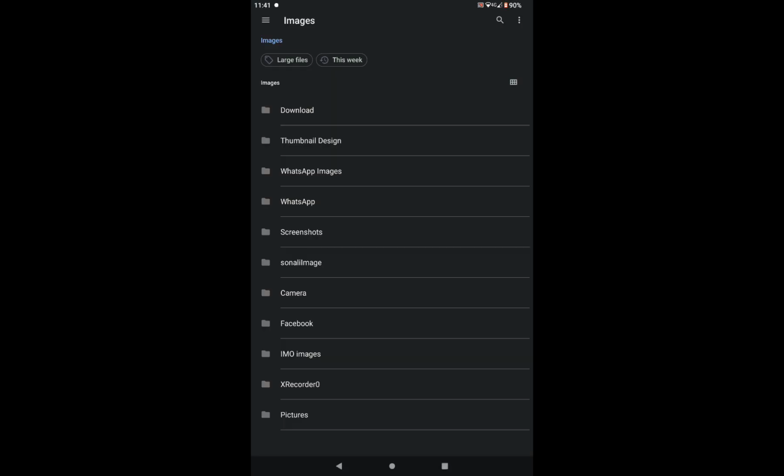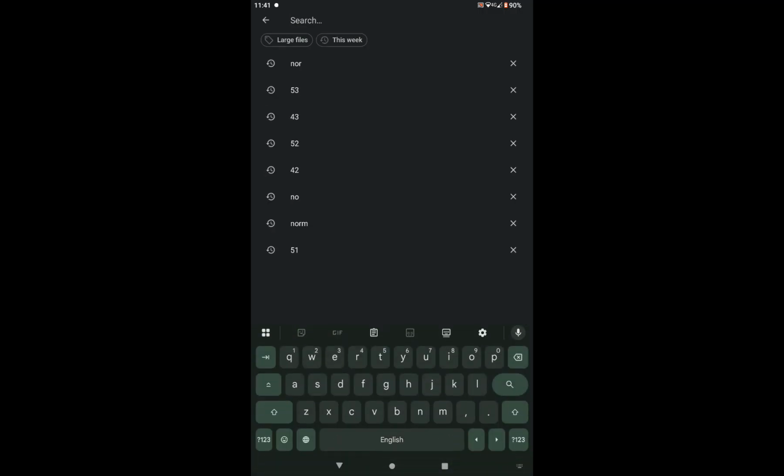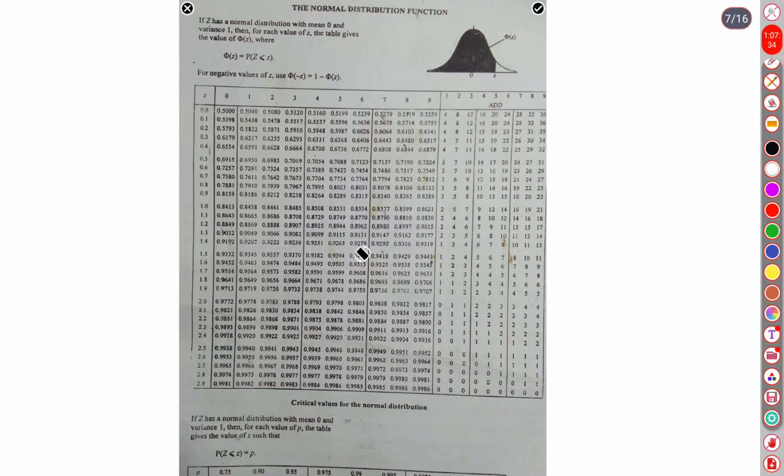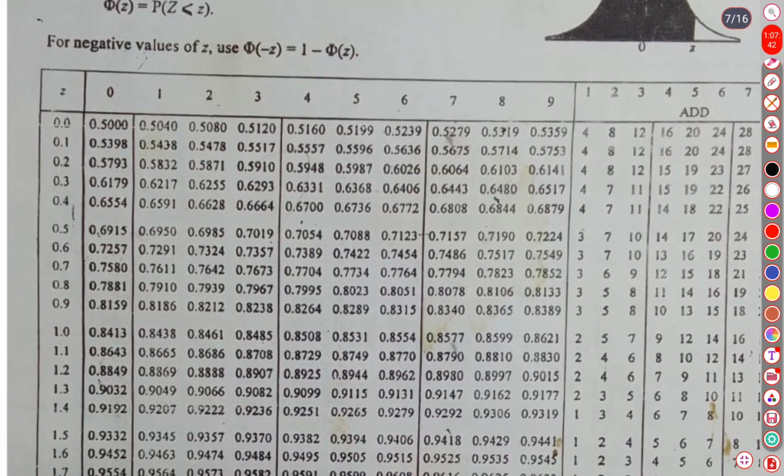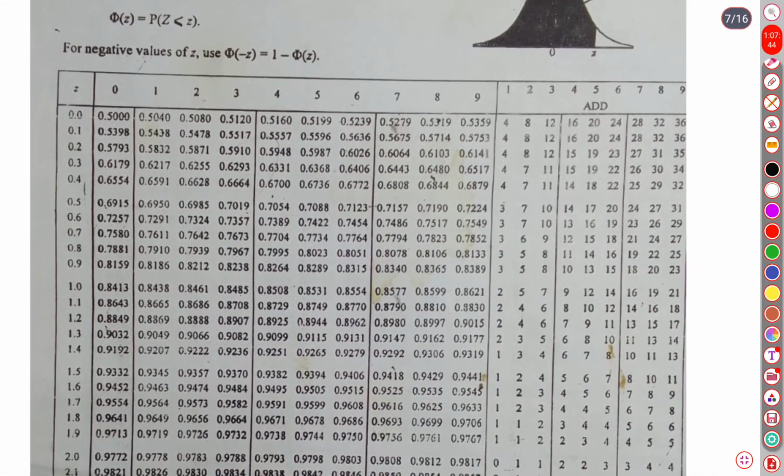Let me take the image, normal. Yes, this is our picture. The first probability was 0.33, and we have not forgotten that 0.33 is not given in the normal distribution table. Look at this, it starts from 500, that means more than 0.5. So for 0.33, if we find the reversal part, it will be 0.67.